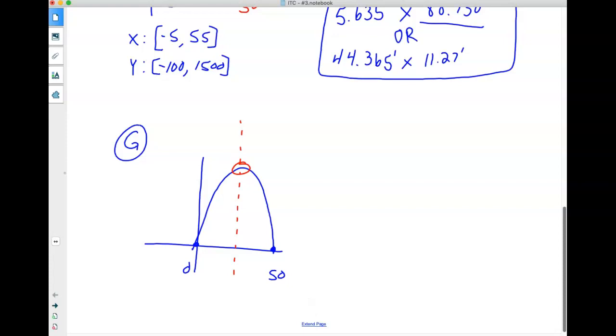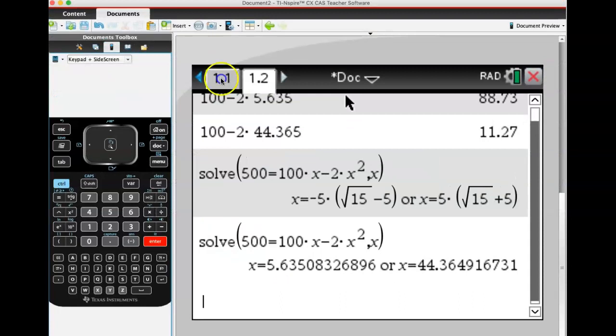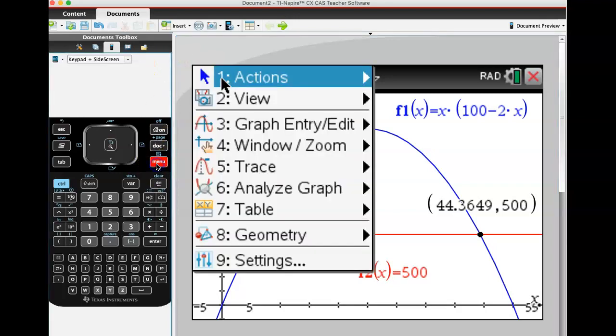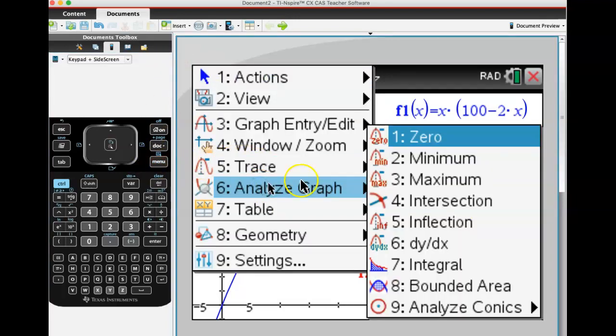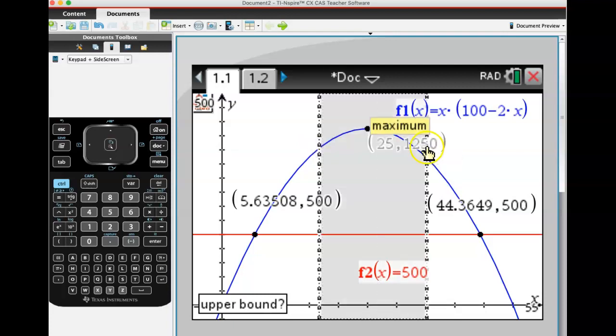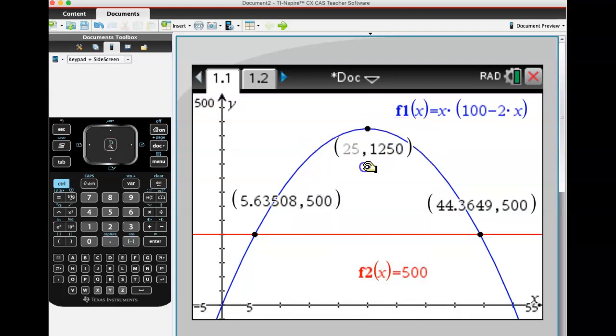Good thing we've just been practicing that a little bit last week on our calculators. So all we need to do is grab our calculator, go back to our graph page, and ask the calculator to analyze that graph and give me that maximum. I want the maximum of the blue graph, so I'll go to the left, go to the right, and it gives me my maximum. Don't fall into the trap. The maximum is 1,250 square feet. The dimension of the width is 25.